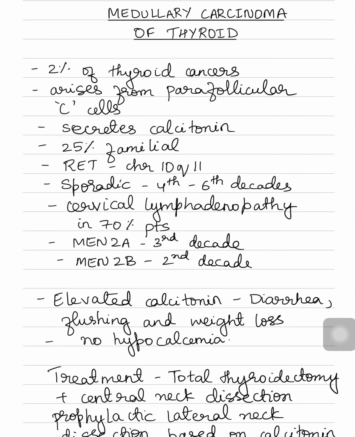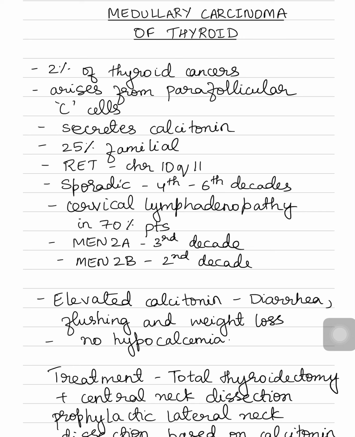Hi everyone, today we are solving MCQs on medullary carcinoma of thyroid. Before solving questions, we need to know certain important things about medullary carcinoma of thyroid. It constitutes about 2% of all thyroid cancer. The cell of origin is the parafollicular C cell. It secretes calcitonin, which is used as a tumor marker.